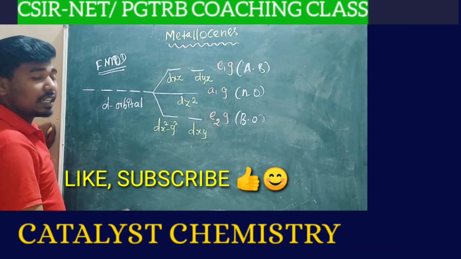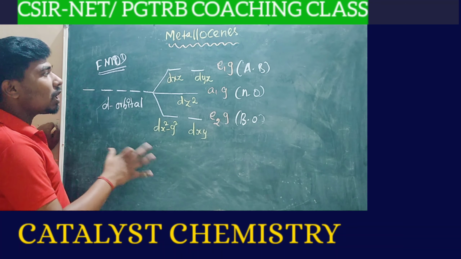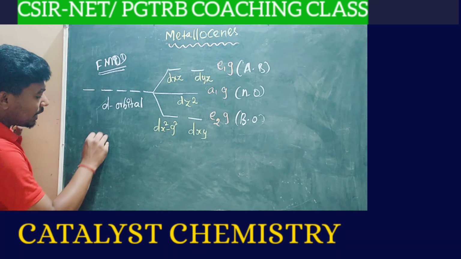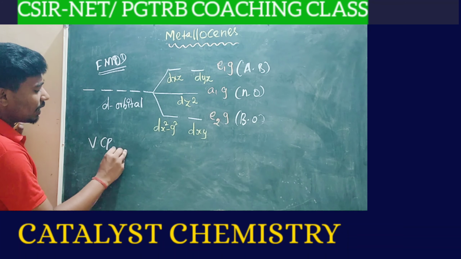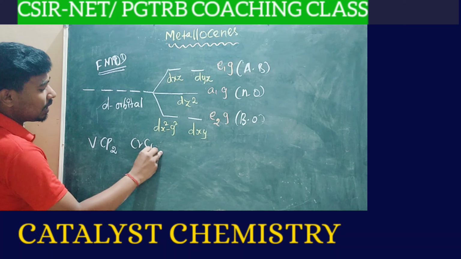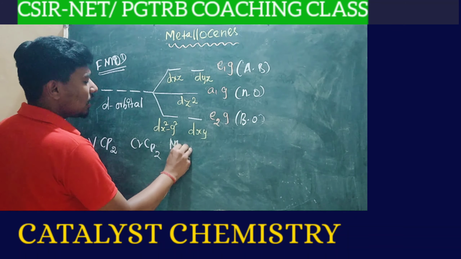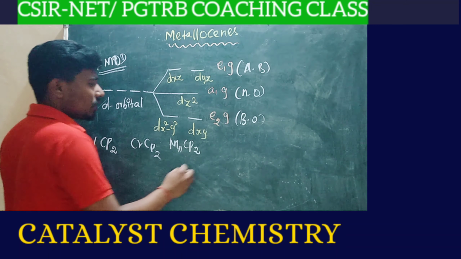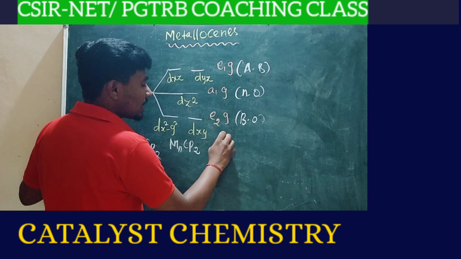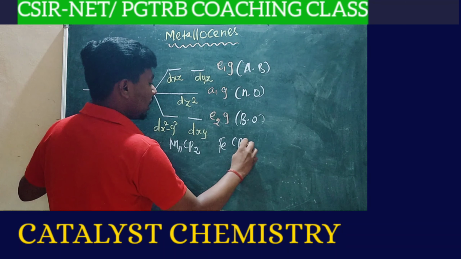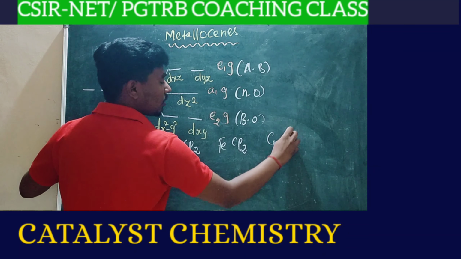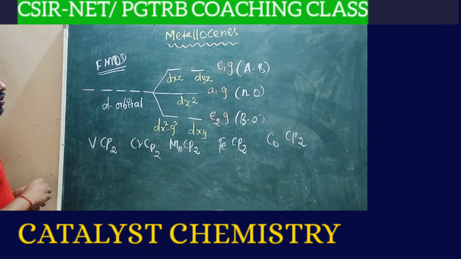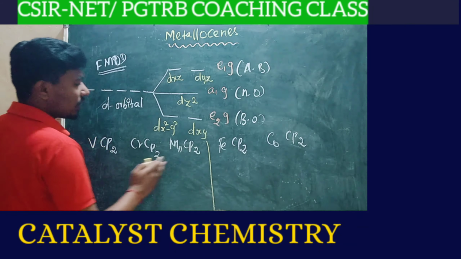This energy level differs from molecule to molecule; the energy gap differs for each compound. For example, if I take vanadium Cp2, chromium Cp2, manganese Cp2, iron Cp2, and cobalt Cp2, these are some examples of different metallocene compounds. I have taken different compounds and will divide them into two different types.